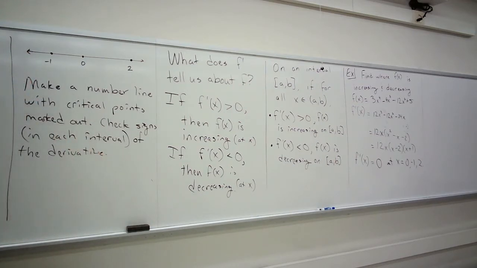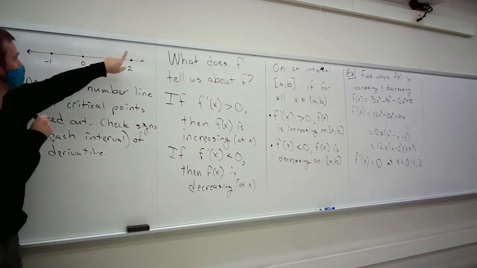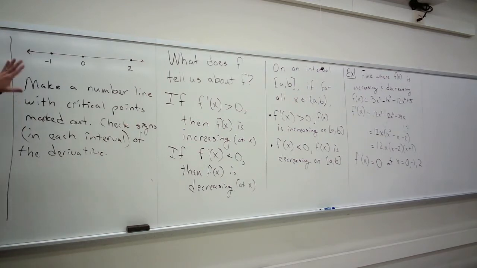Where is the function going up? Where is the function going down? These are the only places where our derivative is 0. It's not 0 out here, or in here, or in here, or out there. So these are the only places where our function might stop increasing and start decreasing, or the other way around, right? So I'm making a number line with critical points marked out, and I'm going to check signs of the derivative in each.